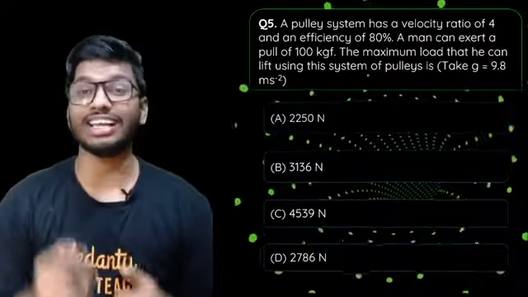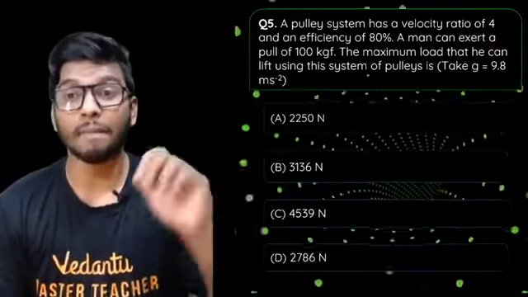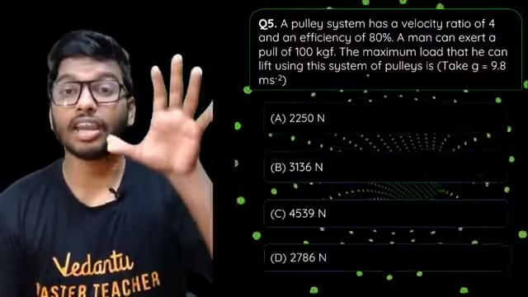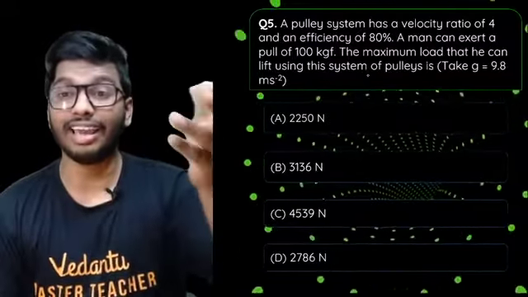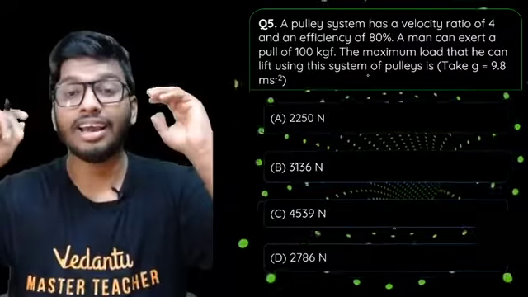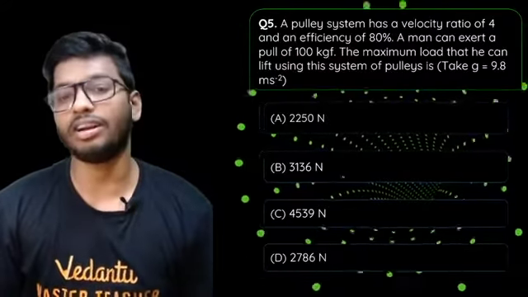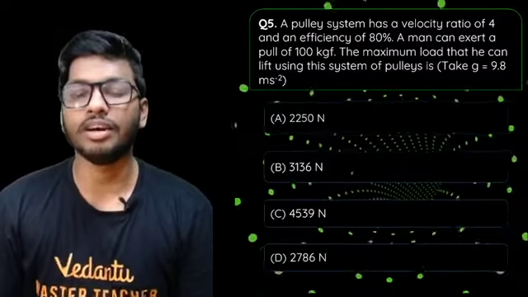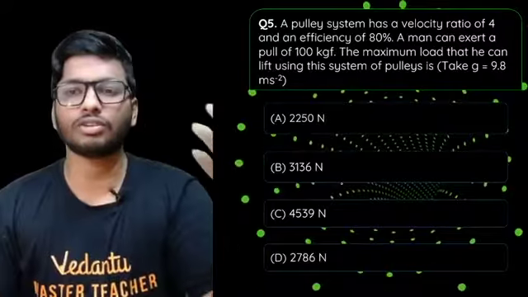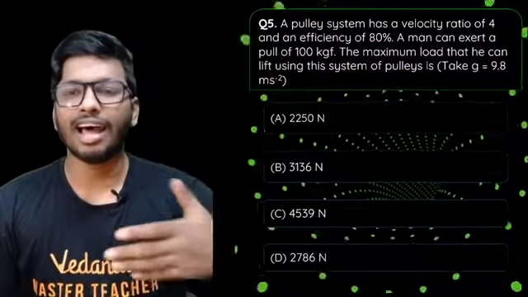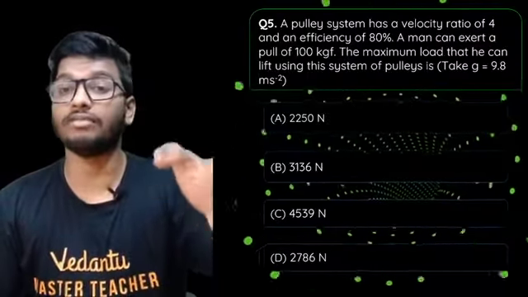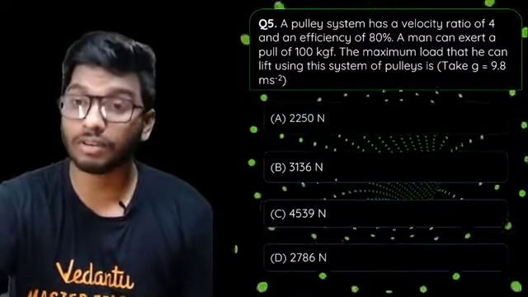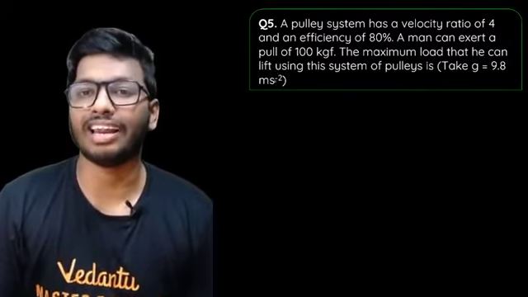A pulley system has a velocity ratio of 4 and an efficiency of 80%. A man can exert a force of 100 kgf. The maximum load that he can lift using the system of pulley is what? Take g as 9.8 meter per second square. Is it 2250 Newton, 3135 Newton, 4539 Newton, or 2789 Newton? So they've given you a pulley system with a velocity ratio of 4, efficiency 80%, and the effort is given as 100 kgf. What is the maximum load that you can lift using this? And they've also given you the acceleration due to gravity as 9.8 meter per second square.